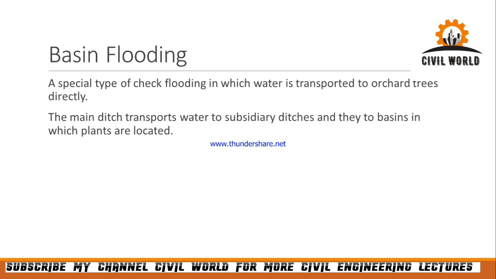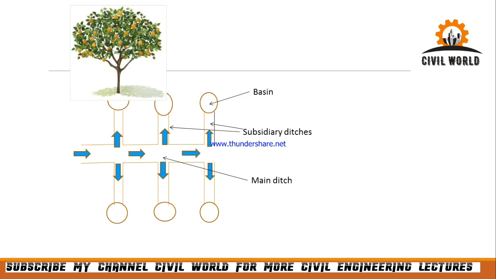Okay, basin flooding. What is basin flooding? Basin flooding, देखें ये सारी flooding की types आ रही हैं. What we do in basin flooding: it is a special kind of irrigation, or a special kind of check flooding, in which water is transported to trees directly. किस तरह? इस तरह. And you have got a main ditch, and on right and left you have got subsidiary ditches, and subsidiary ditches then go and fall into basins. Basins क्या है? Small depressions हैं, and in basins we plant trees.